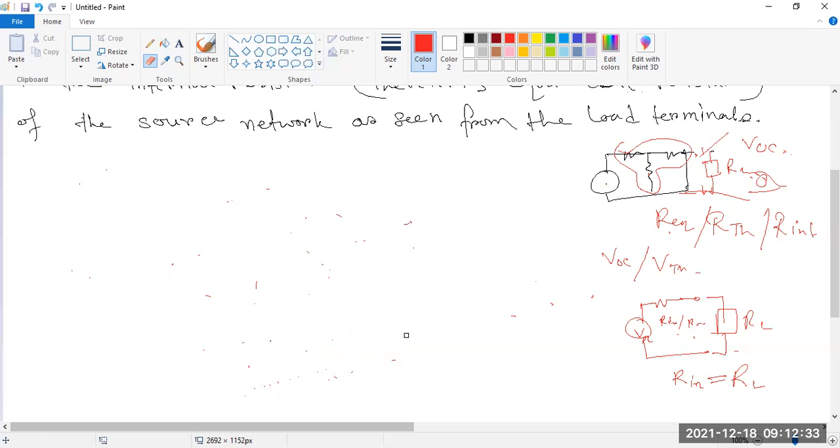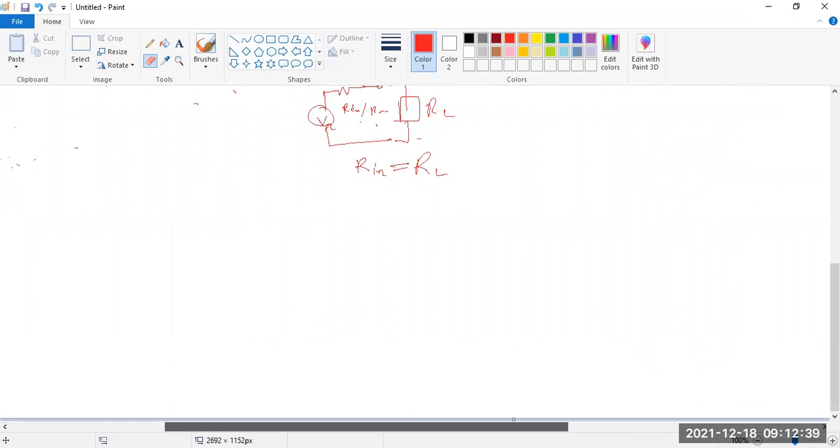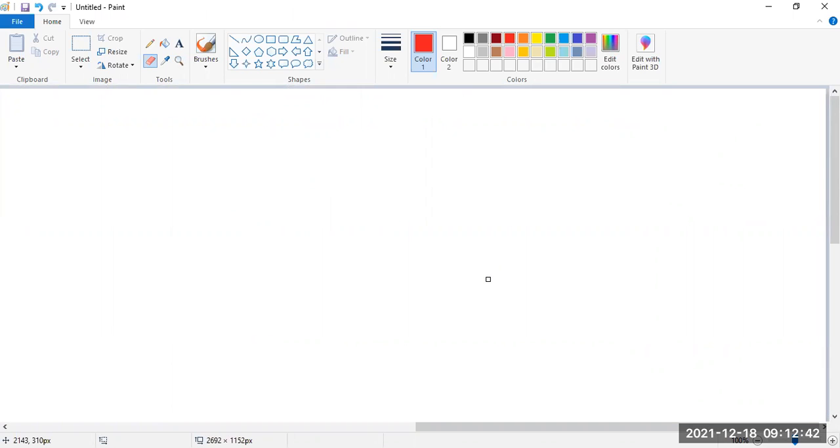This is just one, but there are so many applications. So we go for a procedure, step by step, by which we can solve any problem. So these are the steps for solution of a network.